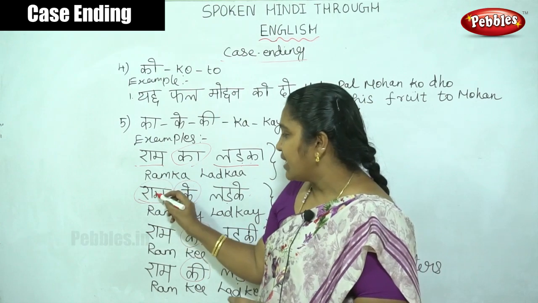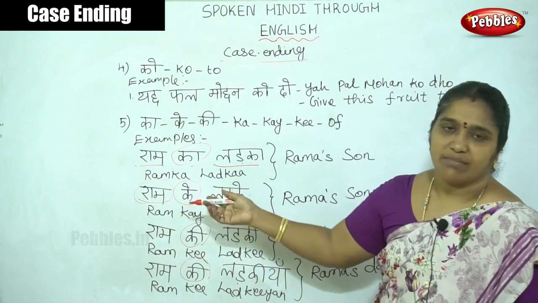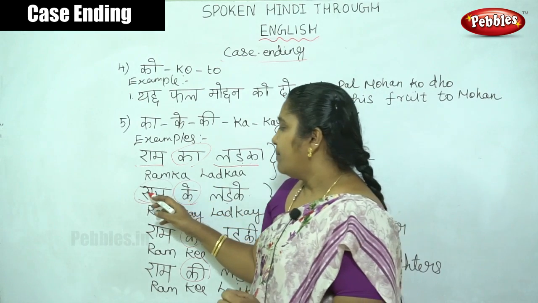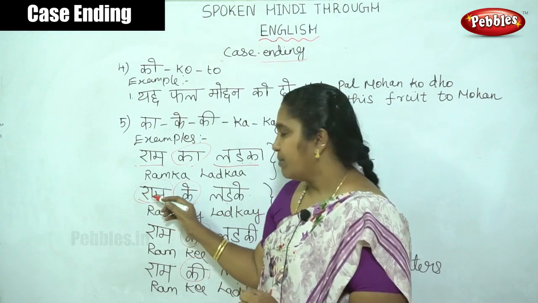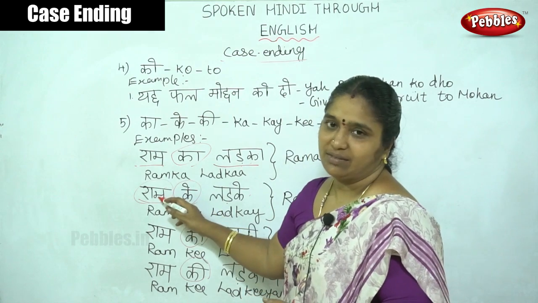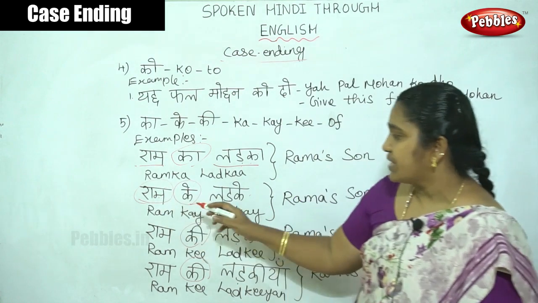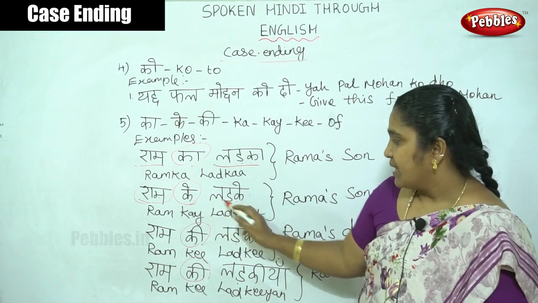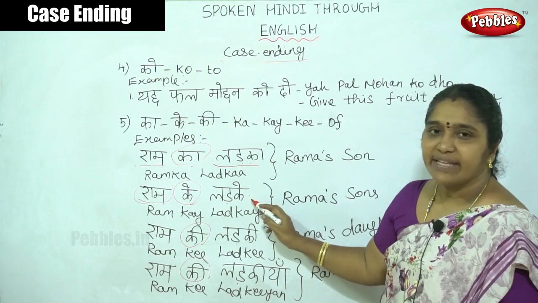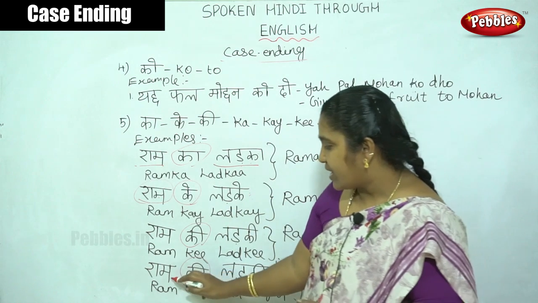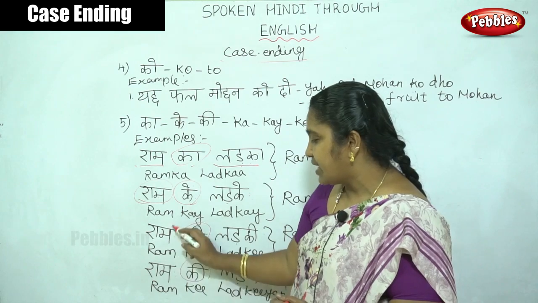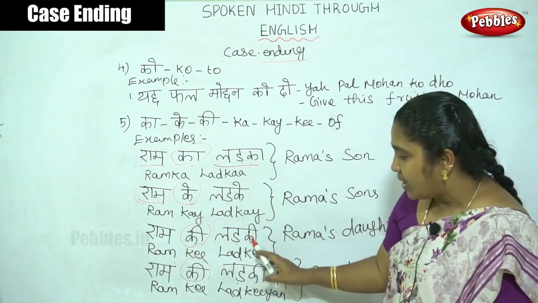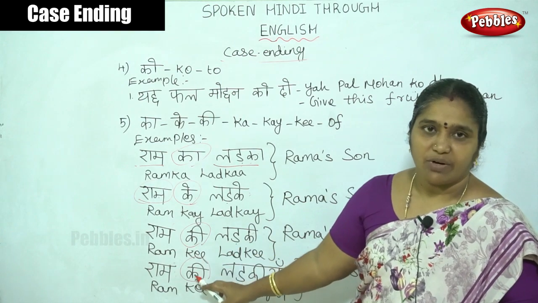Like that, we can use Rahim, Mami, Kavita, Kartika, and many other names, but the case ending should be ke. Here we have ladke, the plural form. Here also we can change any person or name, but the case ending, singular and plural, should be ki only.